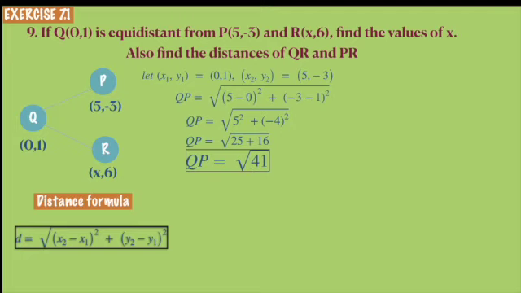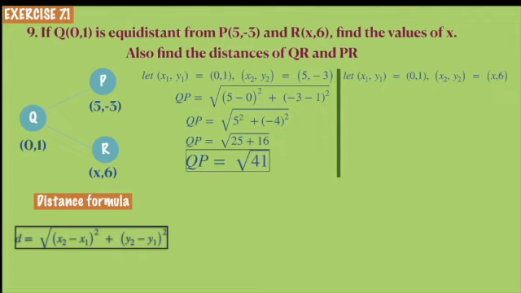What he is telling is that the length of QP is the same as the length of QR. Now I am going to find the length of QR, because this length and this length are the same. The distance I calculated as root 41. Now the second part of the problem is finding the length of QR. To find the length of QR, the data is (x1, y1). I consider the coordinates of Q as (x1, y1). Therefore, (x1, y1) is equal to (0, 1).